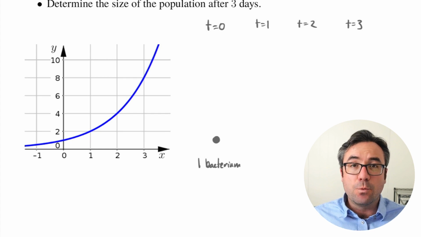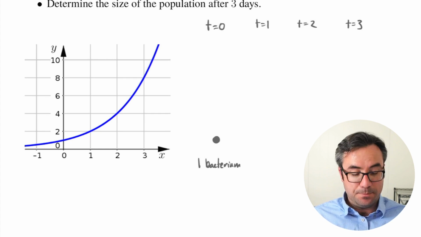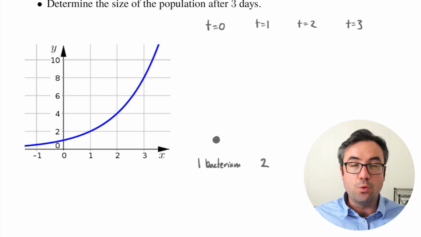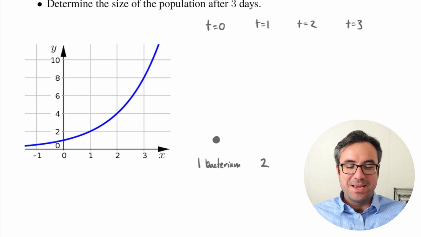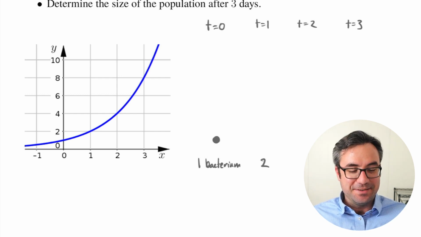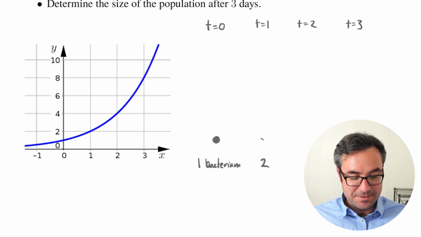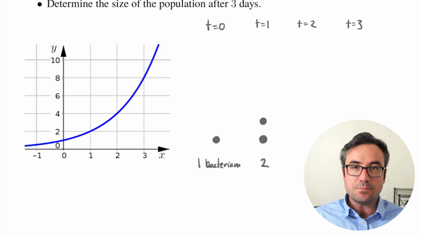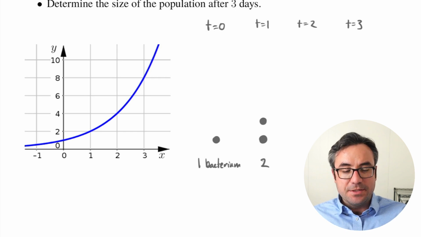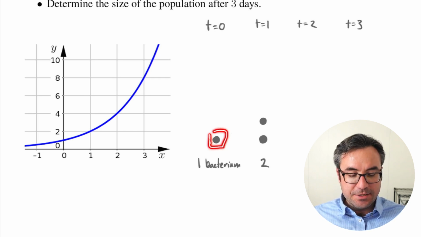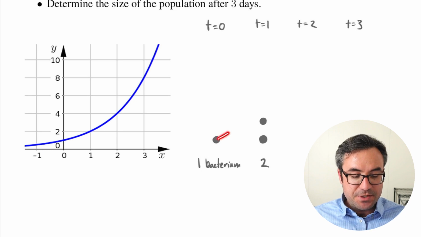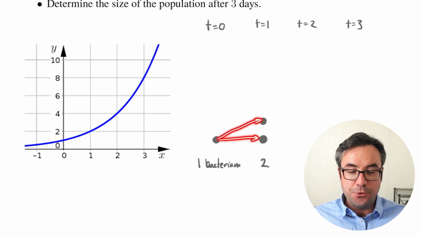Well, that means after 1 day, we're going to double. So we're going to have 2 bacteria. So let's draw that in. So we're going to have 2. All right, and what happens is on day 0, we have one bacterium, and this thing splits into 2.